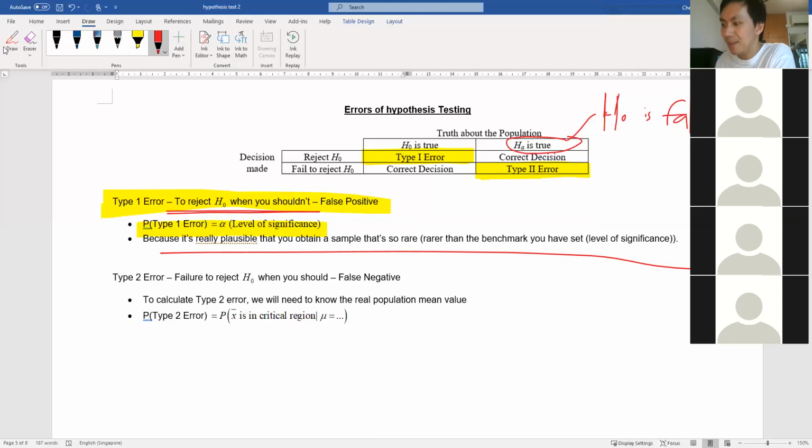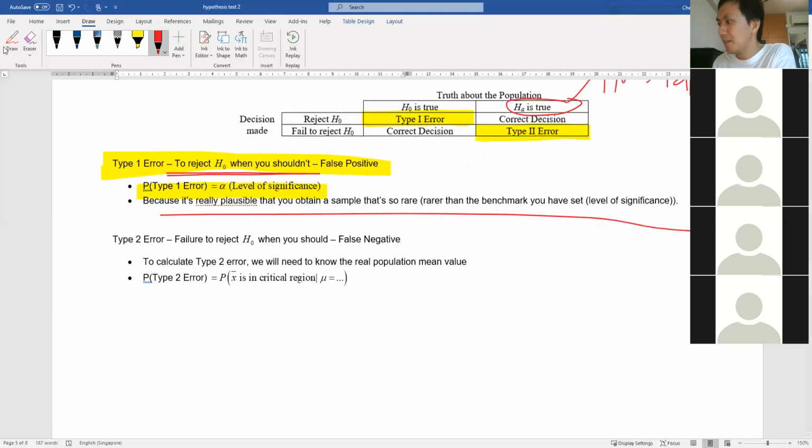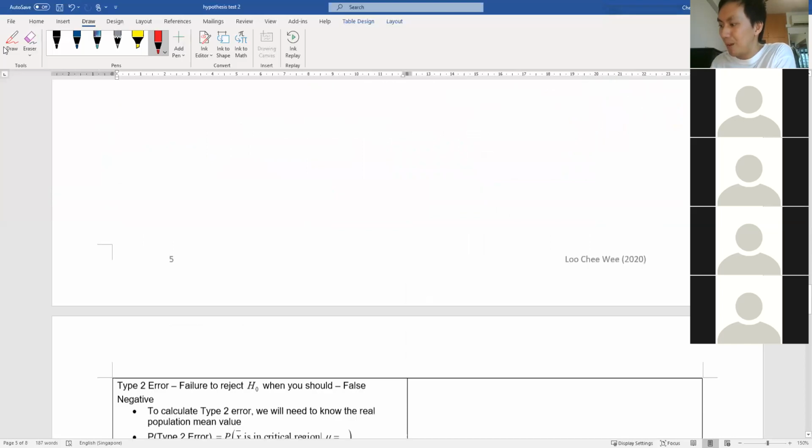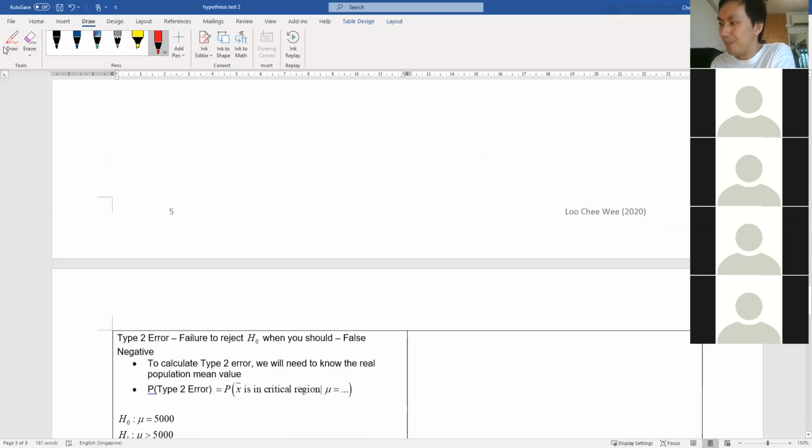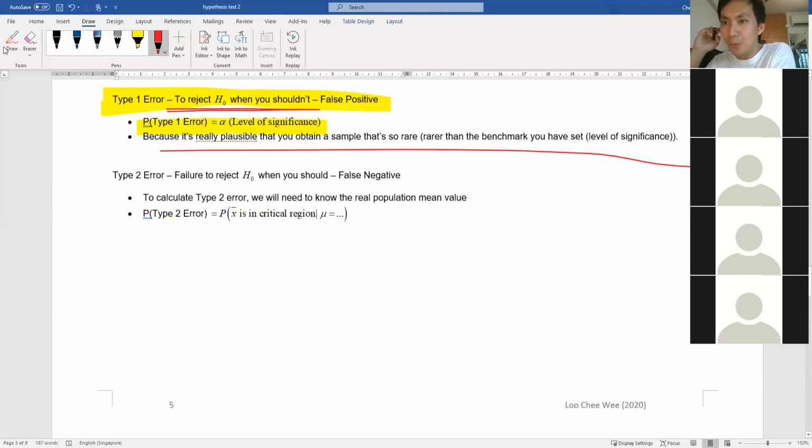Everybody okay? Type 1 error is easy. When the question says find the probability of type 1 error, just say it's alpha. That's all. It is type 2 error that will be the problem. When you want to do this, always go through this. Write down the definition. False negative, fail to reject when you should. That means your X bar is not inside the critical region, because you failed to reject, you did not reject H0.